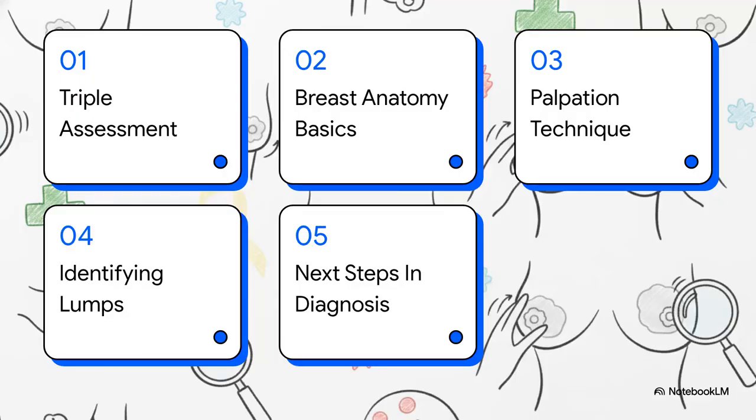All right, here is our clinical checklist for today. Phase 1, the triple assessment context. Phase 2, breast anatomy basics. Phase 3, correct palpation technique. Phase 4, identifying breast lumps. And finally, Phase 5, next steps in diagnosis.